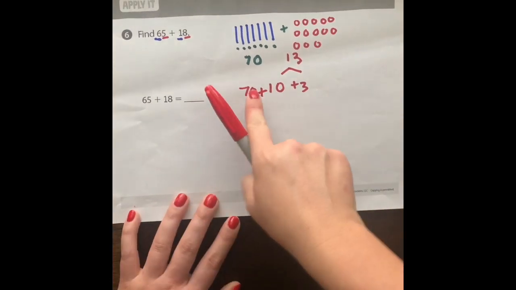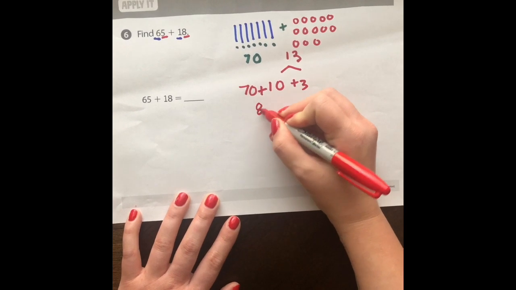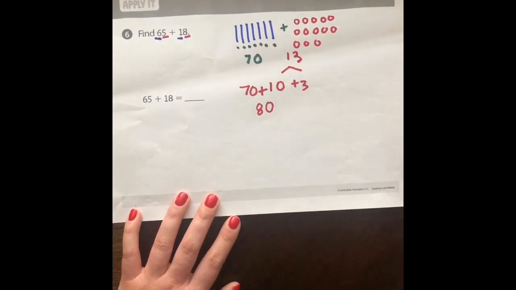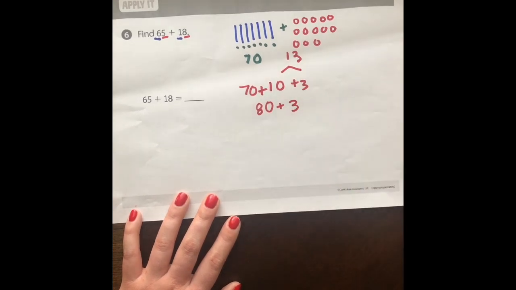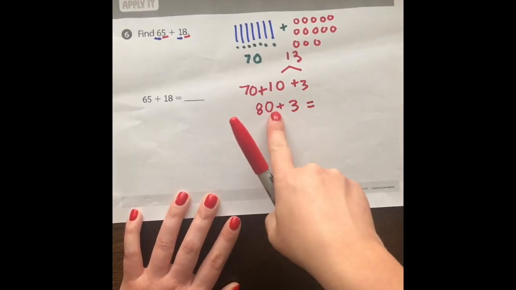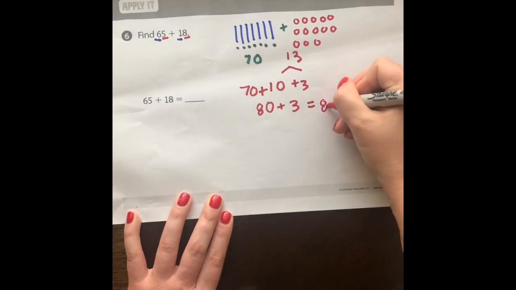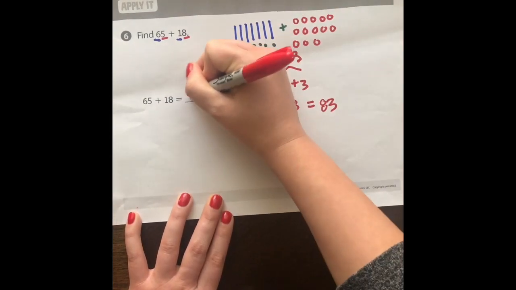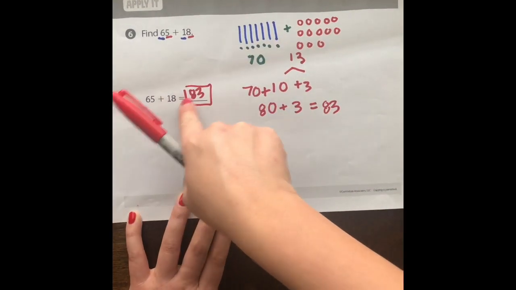So now that we have 70 plus 10, or 7 tens plus 1 ten, we know that's going to be 8 tens, or the number 80. And we still have these extras over here, our 3 ones. There's nothing in the ones place in 80, so you can just move that on over, and we get 83. 65 plus 18 equals 83.